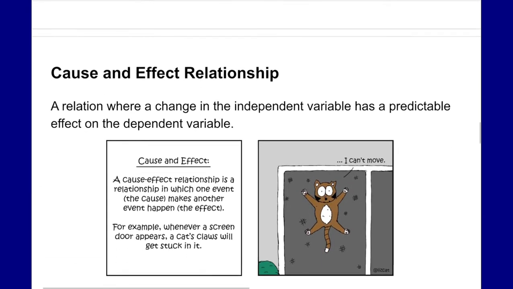So a cause and effect relationship is a relation where a change in the independent variable has a predictable effect on the dependent variable. And the little comic here, cause and effect relation, again, we talked about it. One event, the cause, makes another event happen, the effect. So for example, whenever a screen door appears, a cat's claws will get stuck in it. Cause and effect.